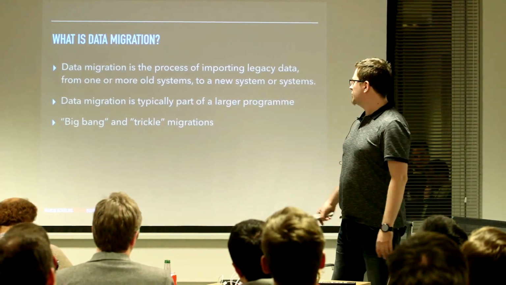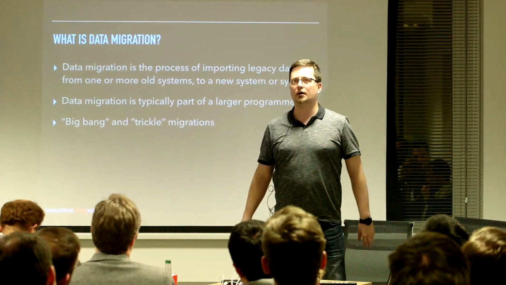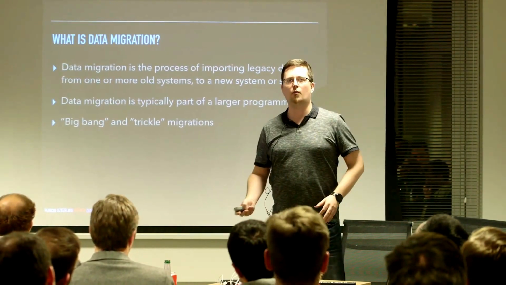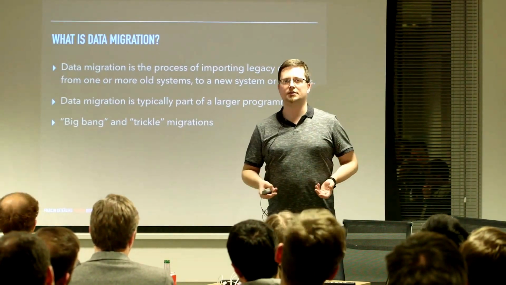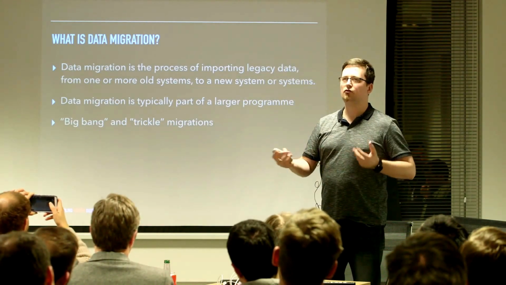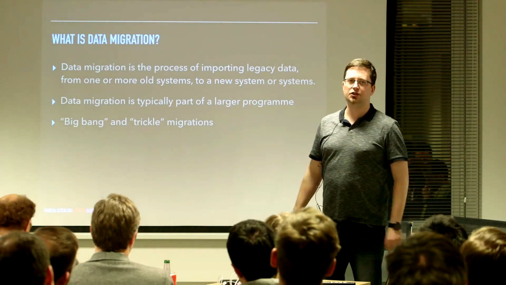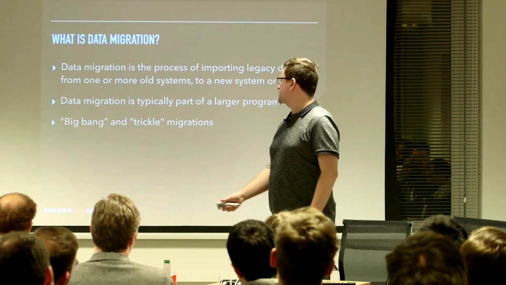The second is trickle migration. It's a process where you migrate the data once while the old legacy system is still running, and then you run both systems simultaneously, and you migrate only changes, only deltas, from one system to another.